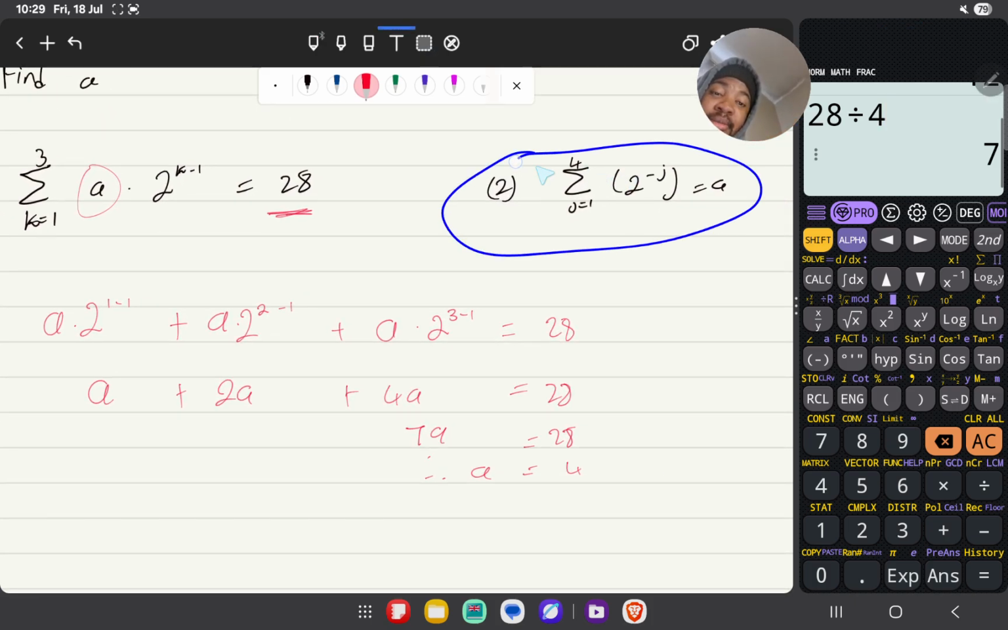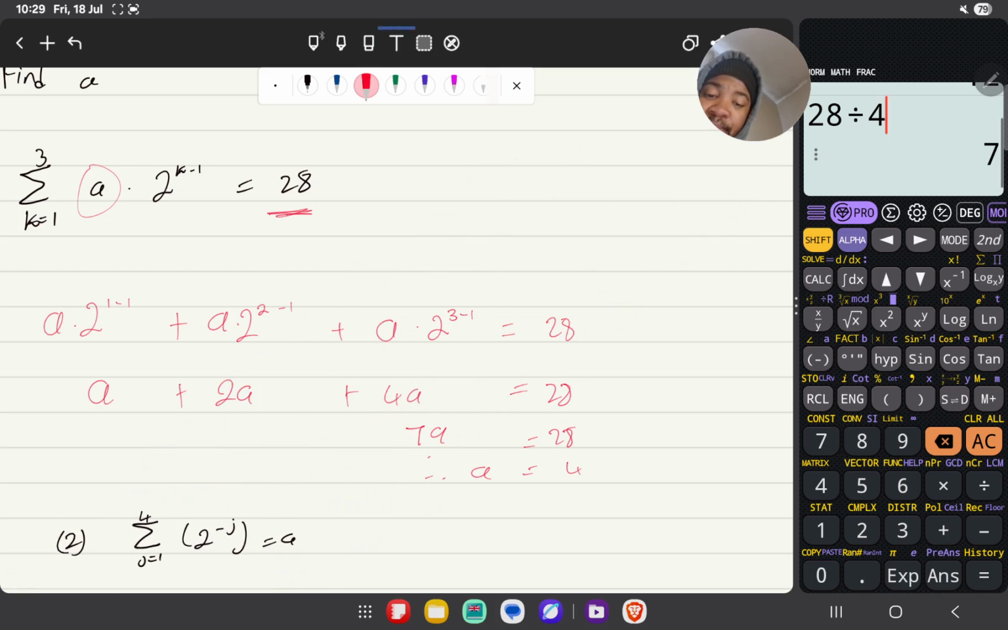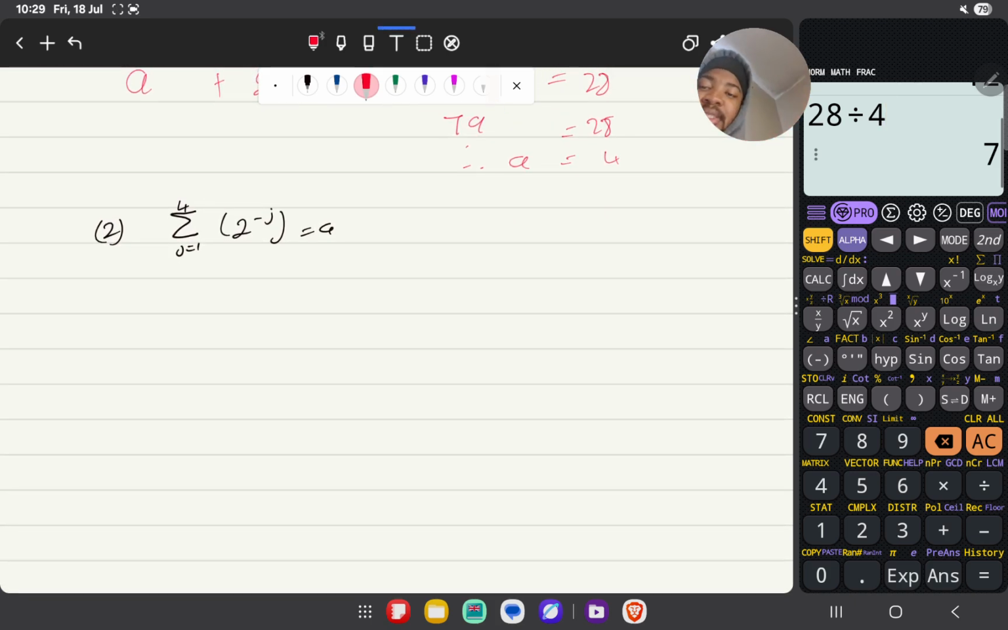And let's take the second one. The second one, same logic. You're going to substitute j from 1 to 4. So you have 2 to the power of minus 1 plus 2 to the power of minus 2, 2 to the power of minus 3 plus 2 to the power of minus 4. Well, this one you can just press on the calculator and you get the answer. There's no point in me trying to do it by head.